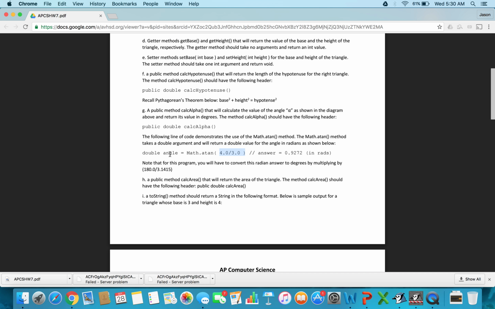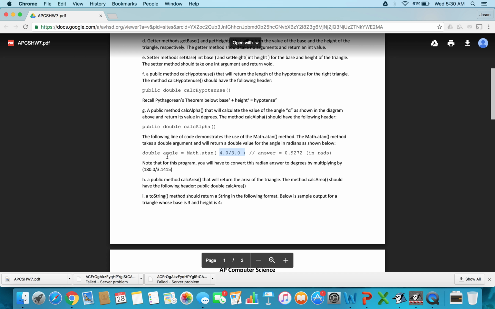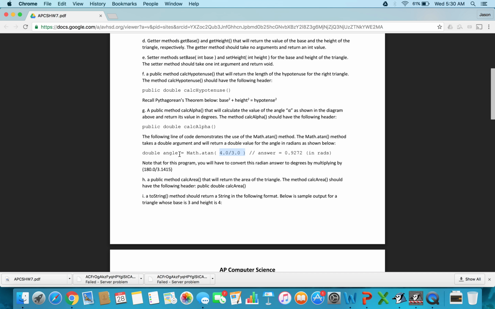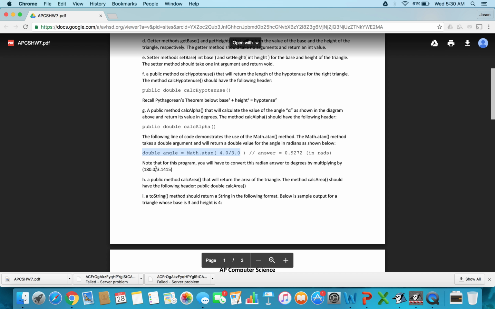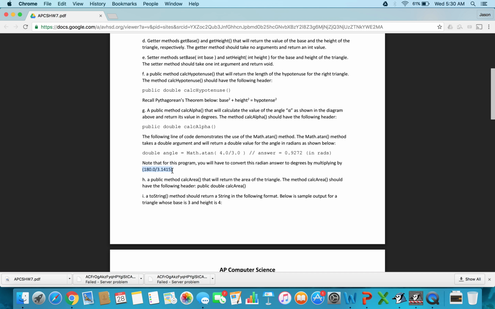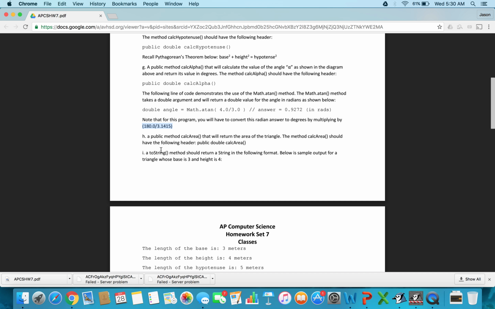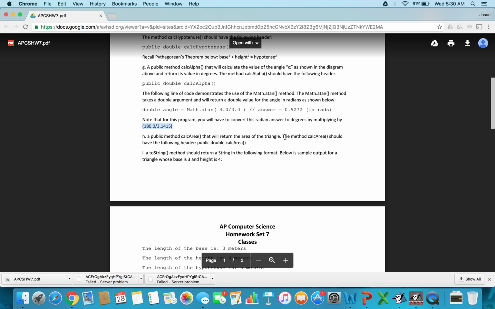It's called angle, I guess, instead of alpha. You could call it alpha if you wanted to. Note for this program, you will need to convert your answer to degrees. So you'll take angle and multiply it by 180.0 divided by 3.1415. That's pi. This is just to convert it to degrees. So after this line of code, you can say angle gets angle times this, and then that'll change it to degrees. Public method called calc area, so hopefully that makes sense also.